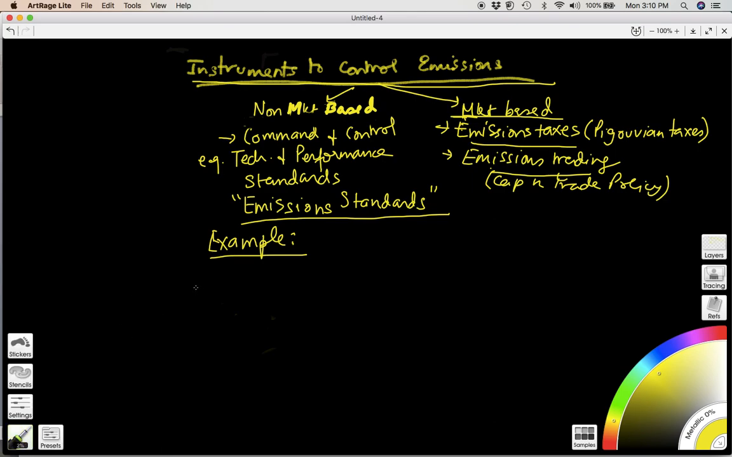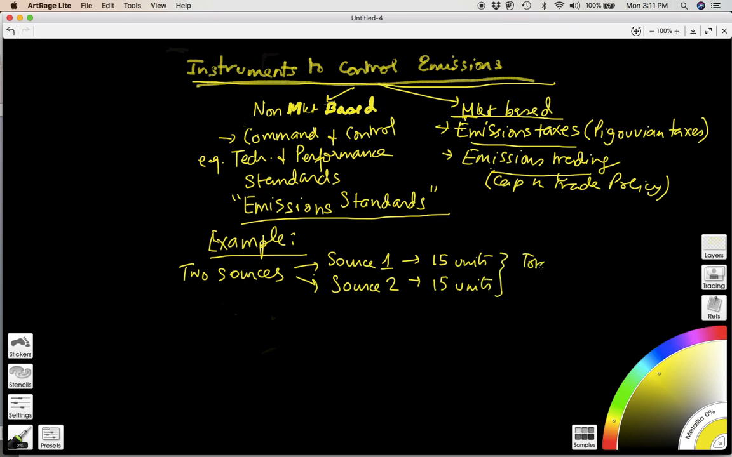So the example that we are considering is that we are assuming there are two emission sources, two sources that are emitting these pollutants, and each source, so source 1 and 2, is emitting 15 units. So source 1 is emitting 15 units of emissions. Source 2 is also emitting 15 units. So total is 30 units.